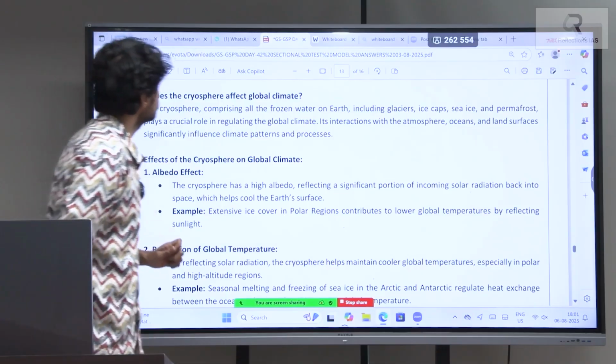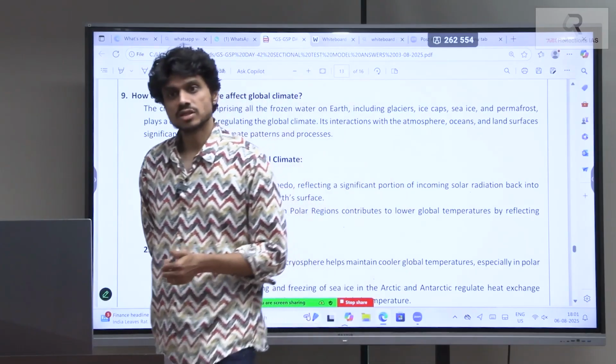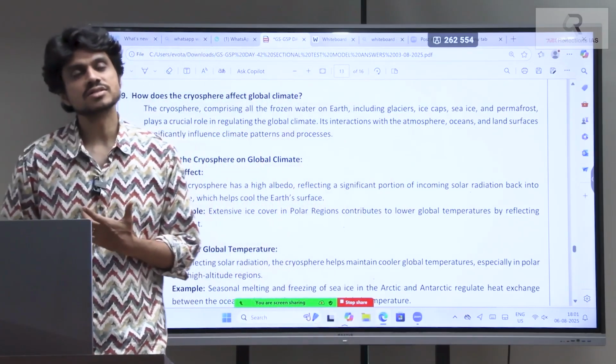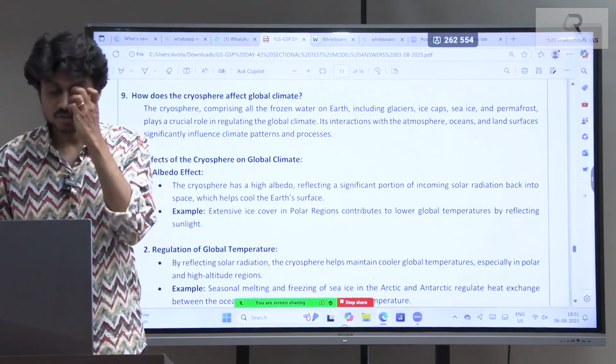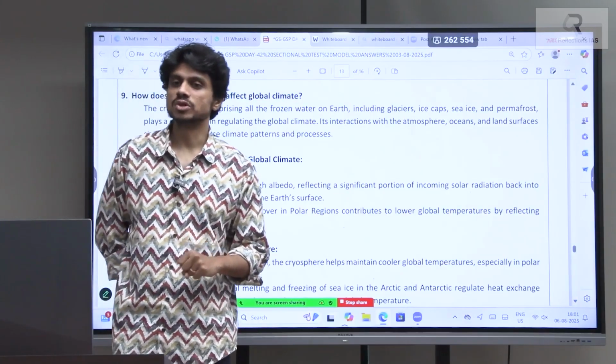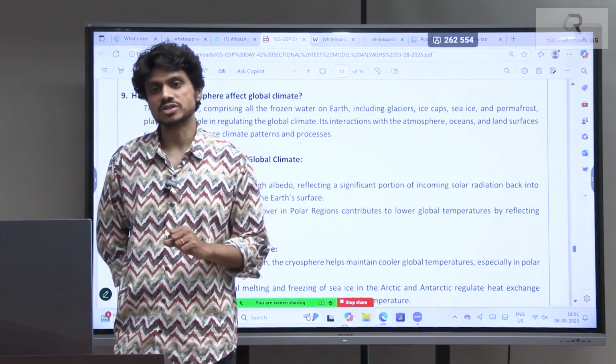How does the cryosphere affect the global climate? Cryosphere is nothing but your glaciers. So see, glaciers are like a pole, a cold area. Because of glaciers, high pressure conditions form. So glaciers are the cold area, and cold area indicates the high pressure conditions.